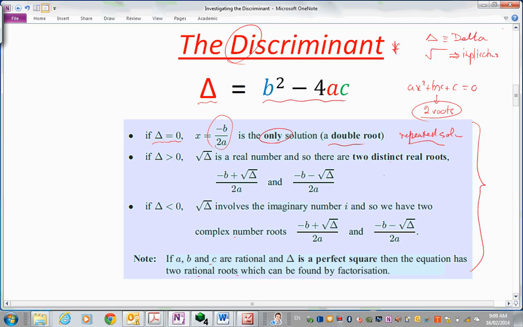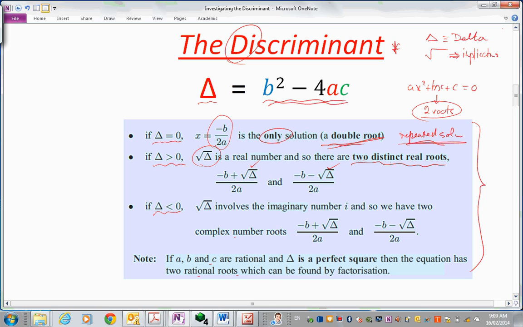So there are actually two solutions, but they are repeated here, or a double solution. Okay. In the case of the discriminant, this thing here being positive, you'll get an answer. So it'll be neg b plus that answer, or neg b take that answer. So there'll be two distinct real roots. And that will mean the graph of the function will cut the x-axis twice.